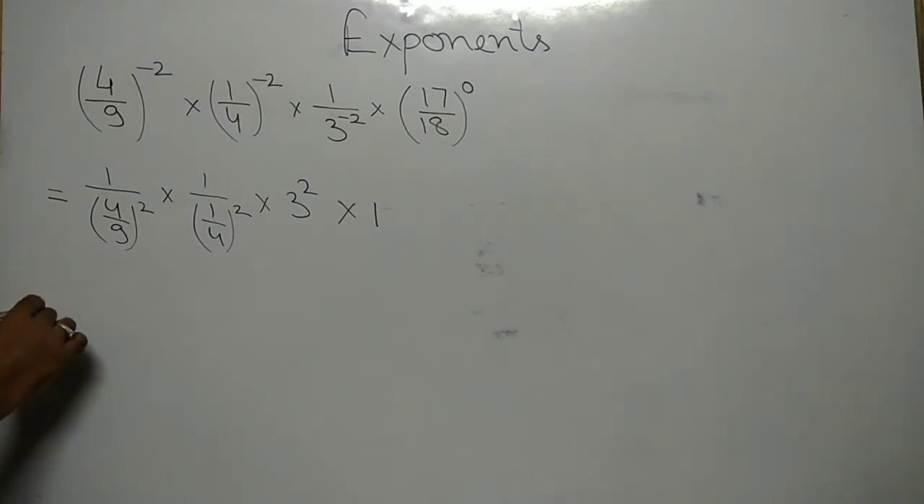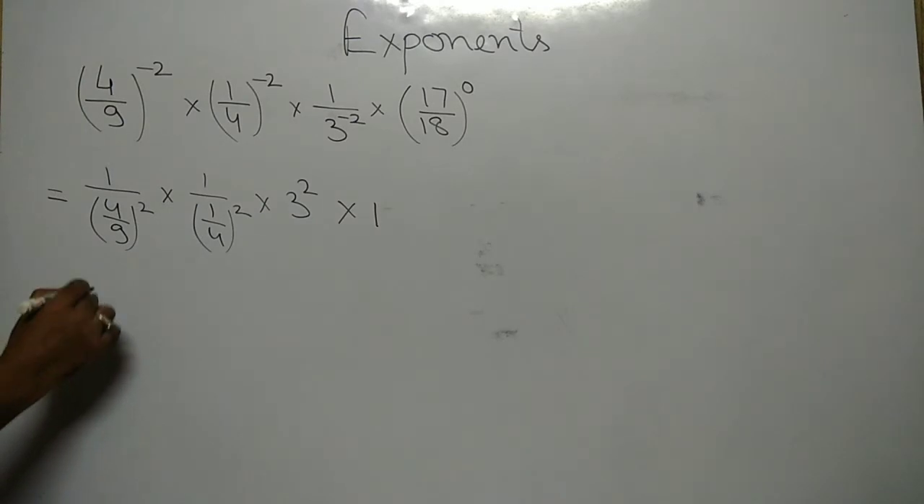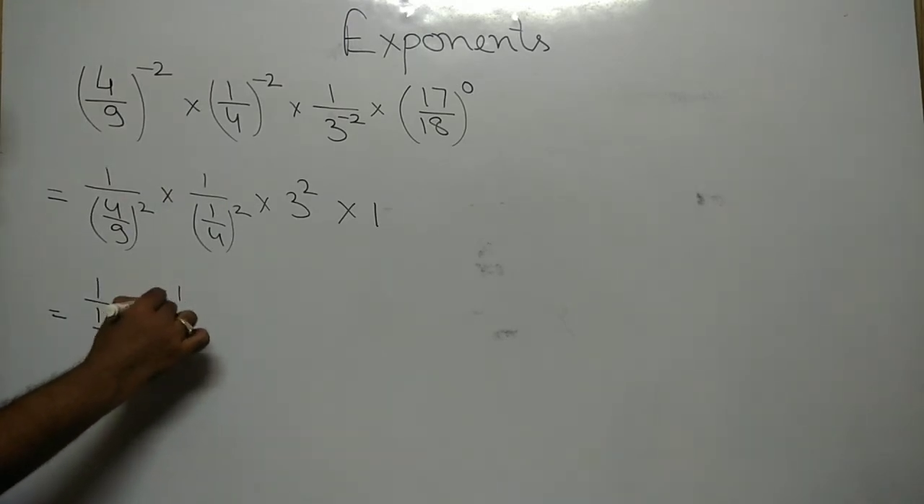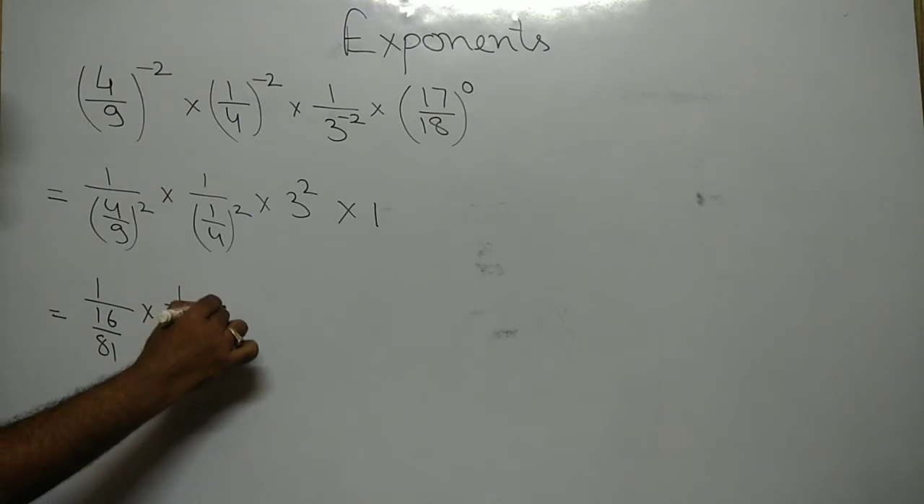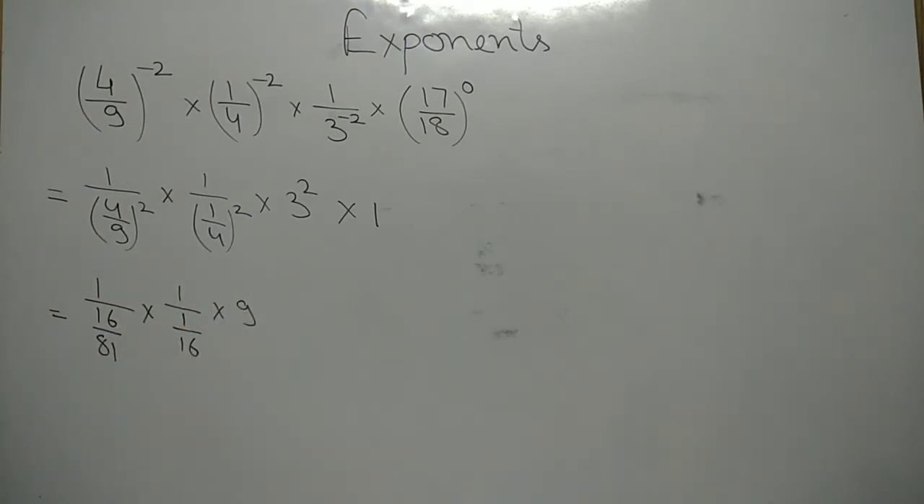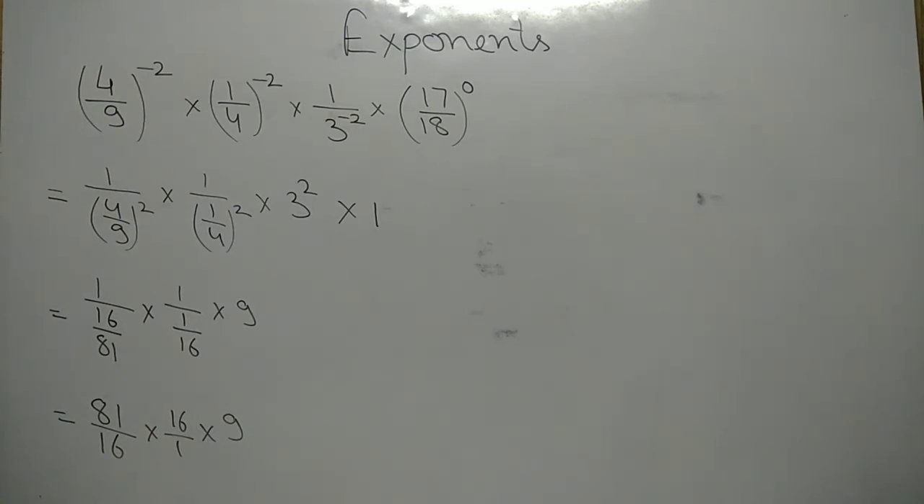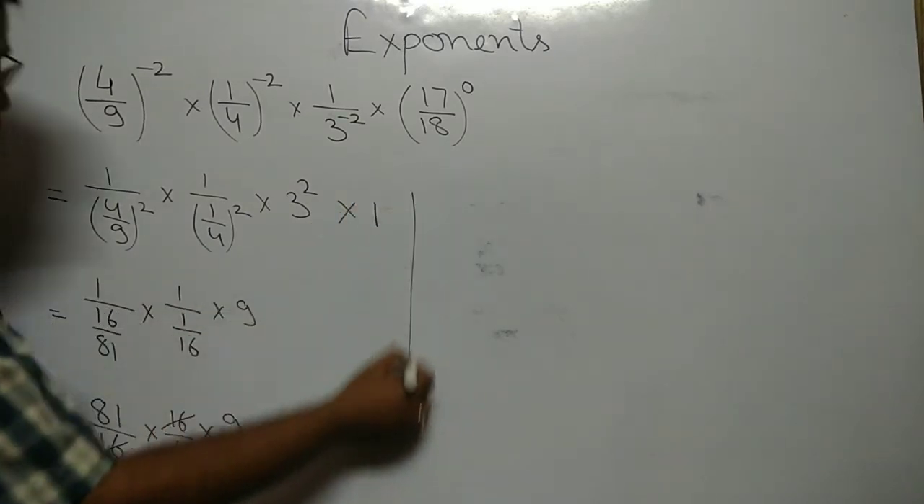Now in the next line we change it: 1 upon 16 upon 81 into 1 upon 16 into 9. Now if we try, it's 81 upon 16 into 16 upon 1 into 9. Hope this is visible to you. Yes. Now see, in this case we can easily cancel 16 and 16. Why? One is a denominator, while the other is a numerator, and in between them there is a multiply sign. So come to this side.